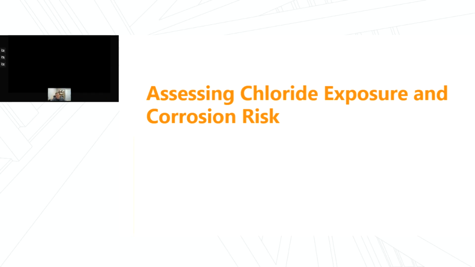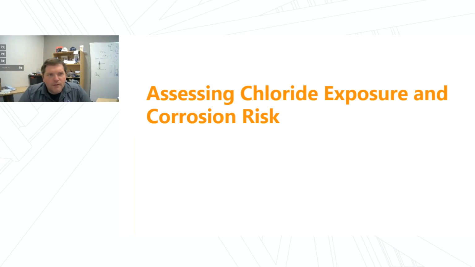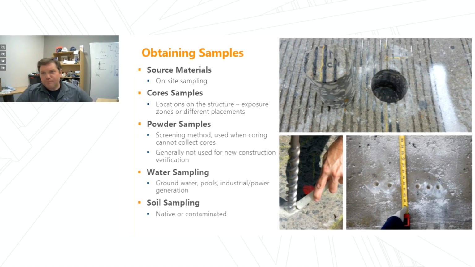Great, thanks, Tonya. So now that we have a great sense of how chlorides can get into concrete and how we evaluate them, we're going to talk through field sampling techniques and then evaluation of corrosion risk in our reinforced concrete infrastructure. To get samples from the field, in general, if we're talking about new construction and sampling of the constituents, we can generally sample those on site, whether that's the mixing water or the aggregate stockpiles.